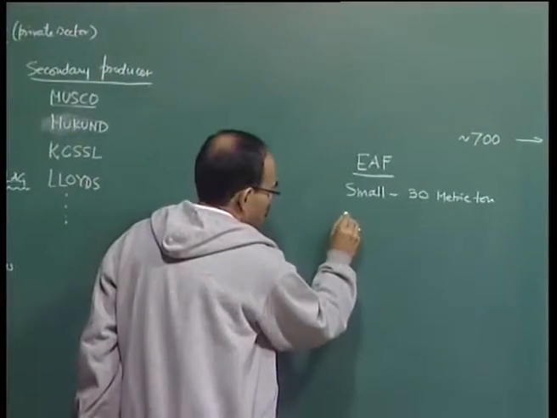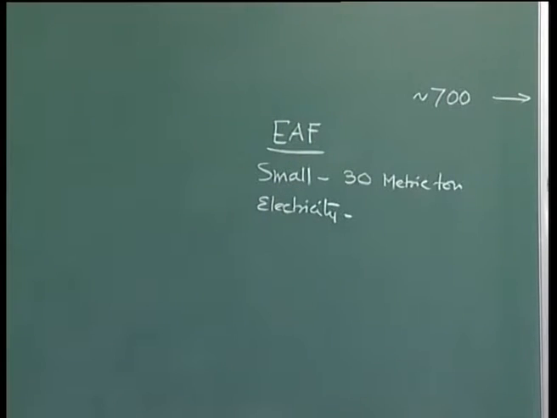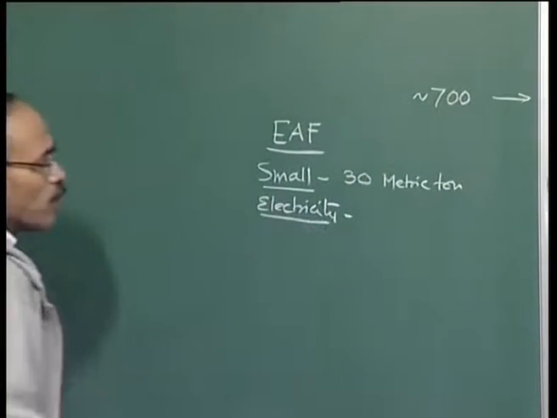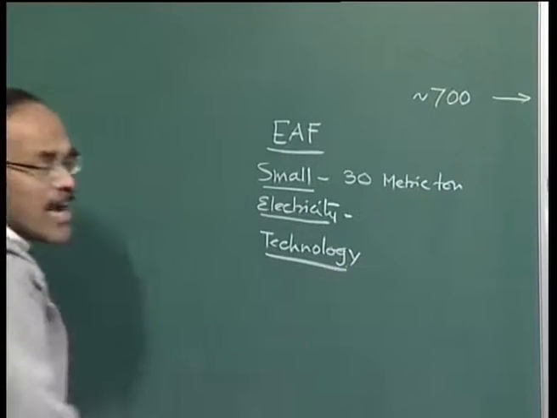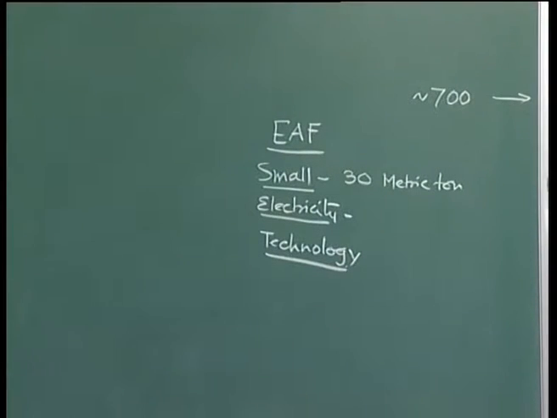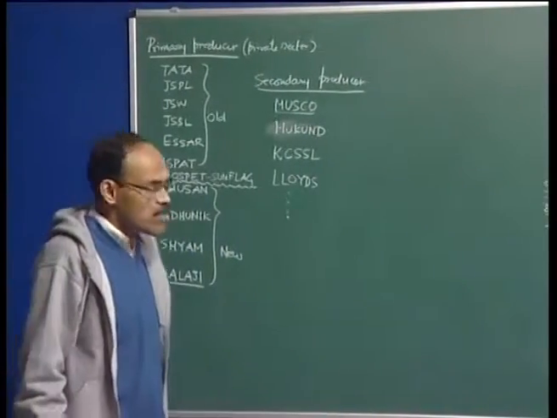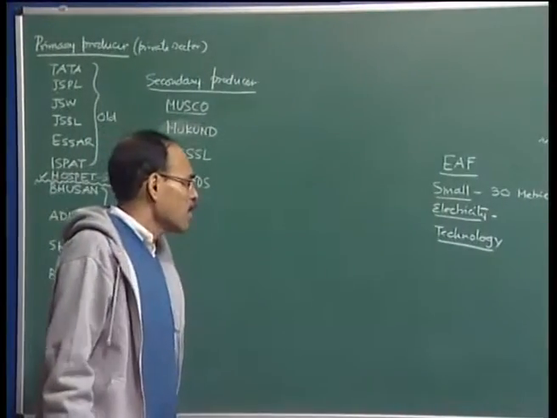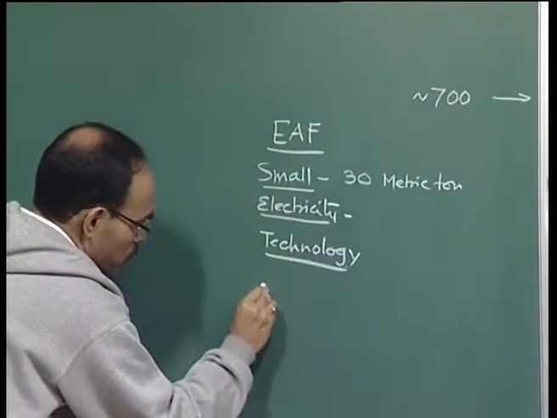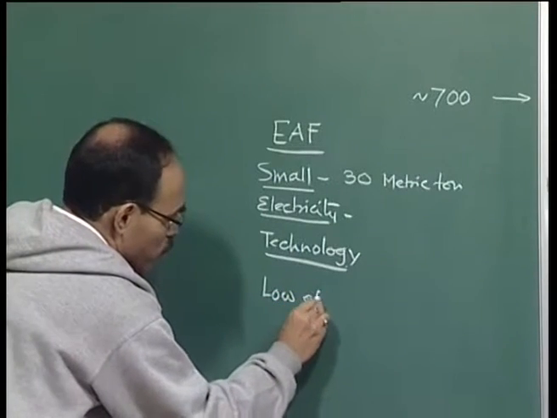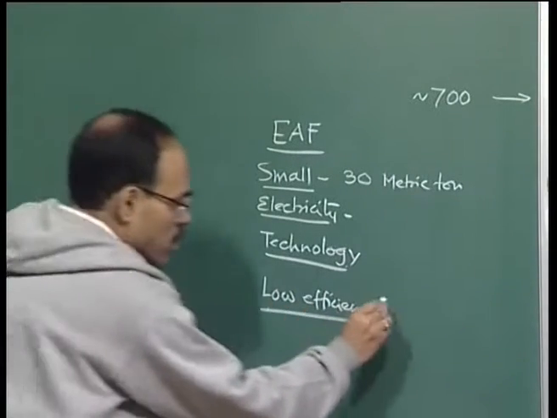Our electricity is a major problem. Well, this is a problem with induction furnaces also. We have problems with technology. These furnaces are age-old furnaces. For example, if you go to Mukand and see their electric arc furnace, it is a very, very old furnace, actually a 30, 40 years old furnace with not much process control, with not many sensors. And finally, we have low efficiency transformers. The transformers are also not good.